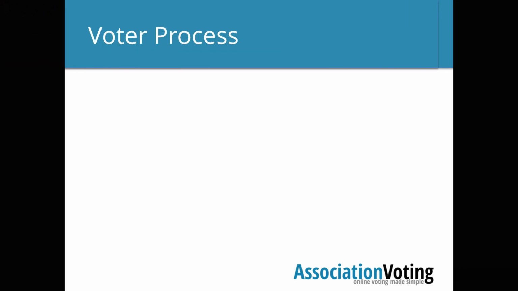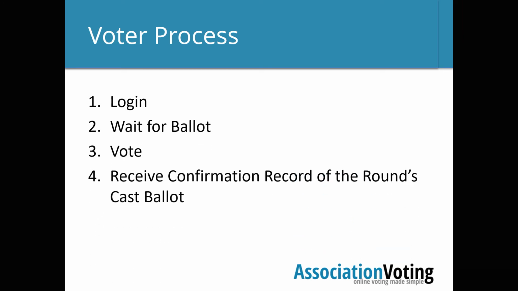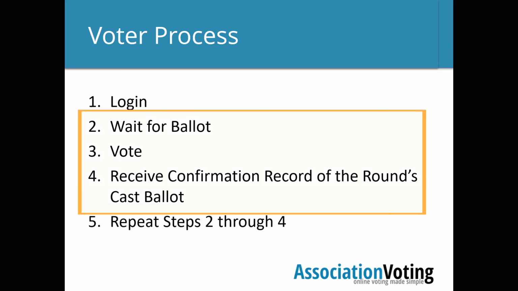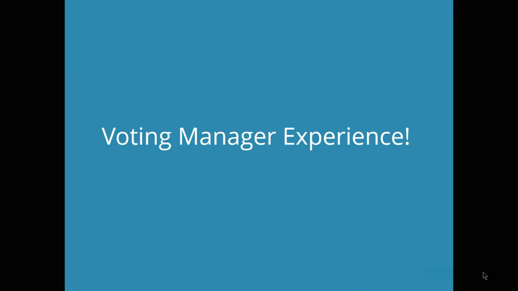That's it. The process for a voter is quite simple. Log in, wait for a ballot, vote, receive confirmation, wait for the next ballot, and then repeat steps 2 through 4 until the election ends. Now, let's see how easy it is for the voting manager.